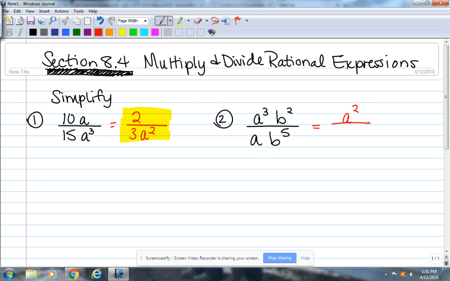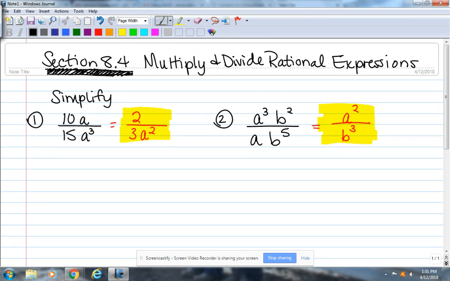b to the third over b to the third. And b to the third goes where, top or bottom? Now you have different bases, so that's all you can do. So what you do for your variables is you go until they're all different variables, adding and subtracting exponents. That's right.